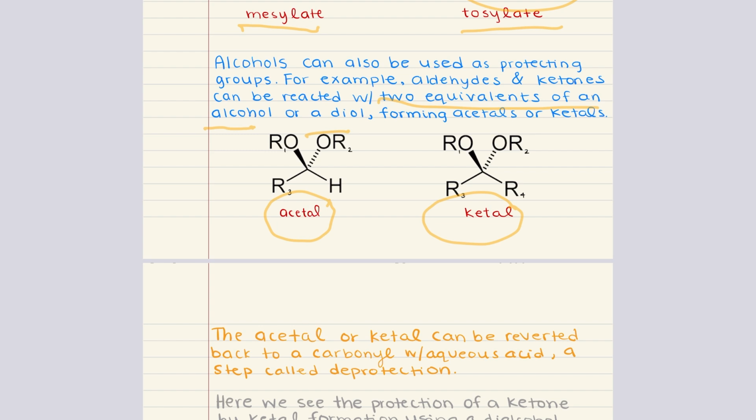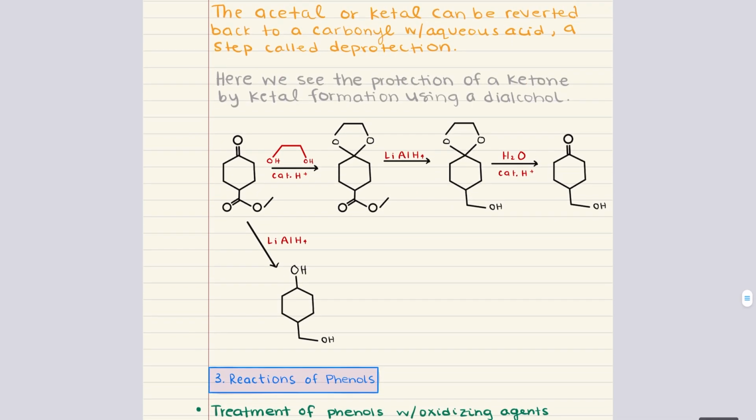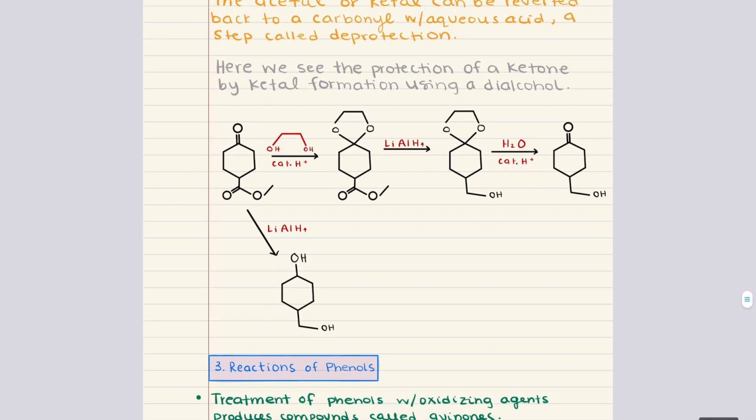And this regeneration is achieved by treating the compound with aqueous acid, which will hydrolyze the acetyl or ketyl back into the original aldehyde or ketone. To better understand this process, let's work through a quick example. So what you see here is we begin with a molecule that has a ketone and an ester functional group.